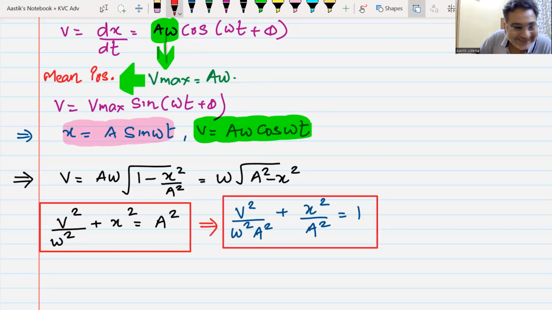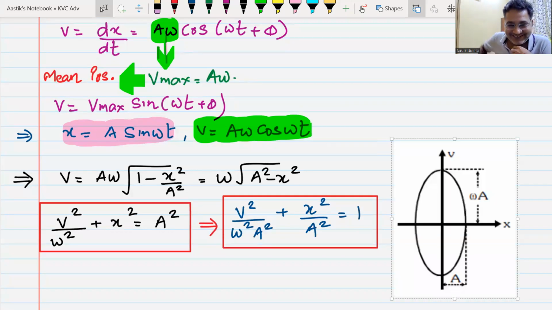Ellipse, sir. Ellipse! Our old friend, which was coming in gravitation. Old friend, ellipse, comes back with a bang this time. Ellipse comes back into the picture. Don't forget ellipse. What is the eccentricity of an ellipse? Under root 1 minus b square by a square. Is it less than 1 or is it more than 1? It is between 0 and 1, sir.